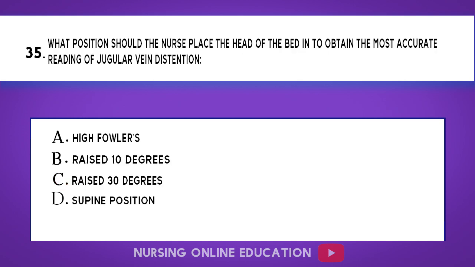35. What position should the nurse place the head of the bed in to obtain the most accurate reading of jugular vein distension? A. High Fowler's, B. Raised 10 degrees, C. Raised 30 degrees, D. Supine position. The answer is option C, raised 30 degrees.